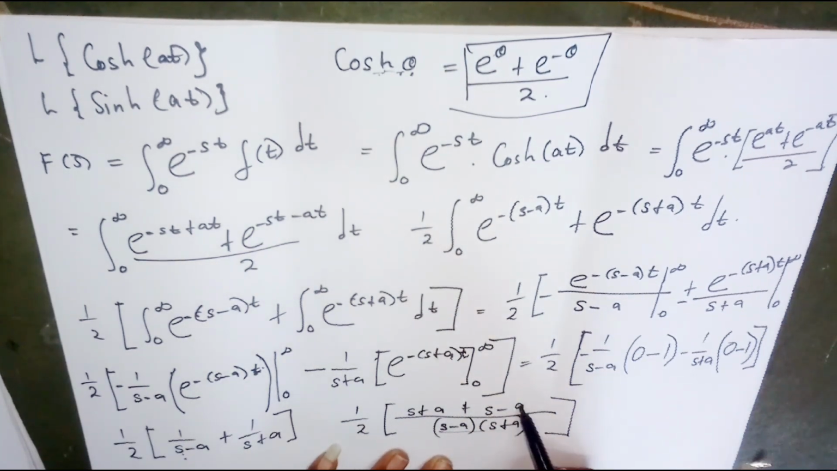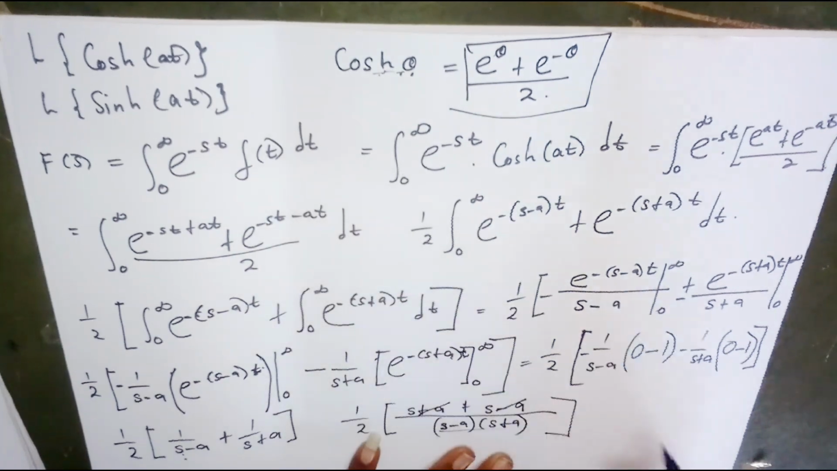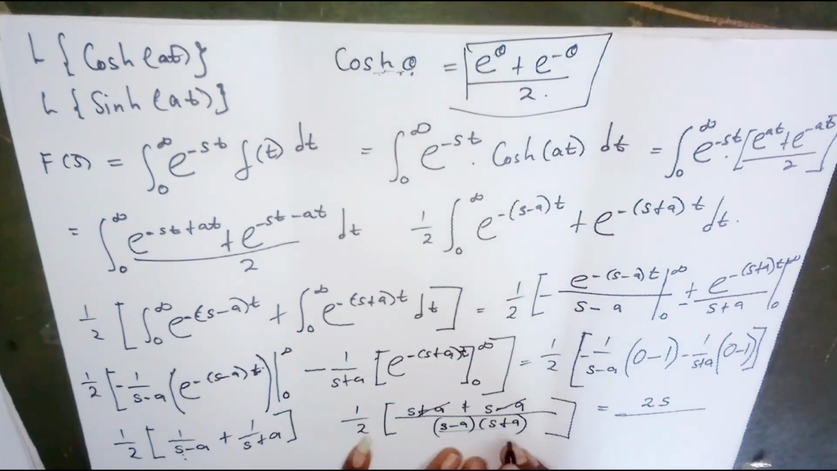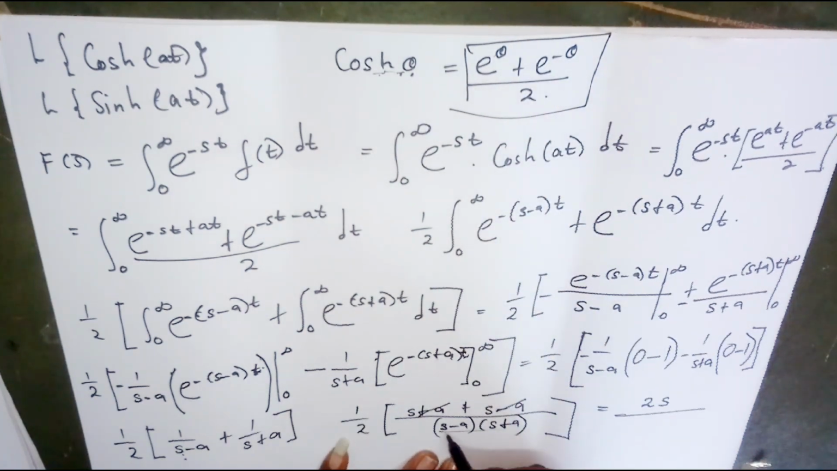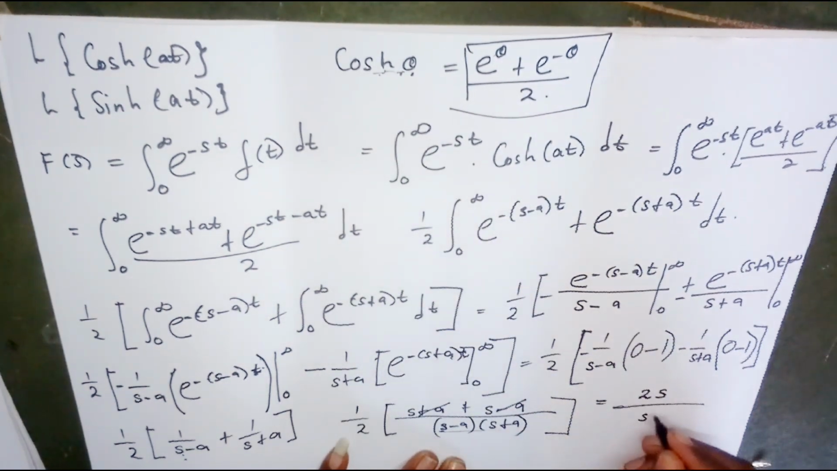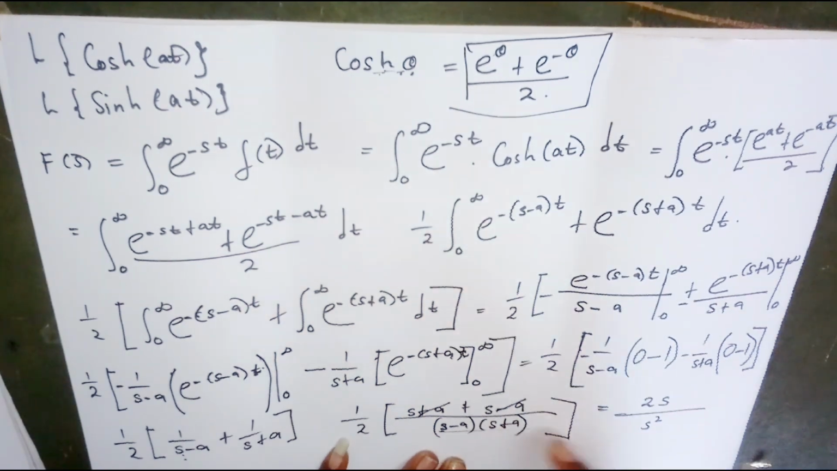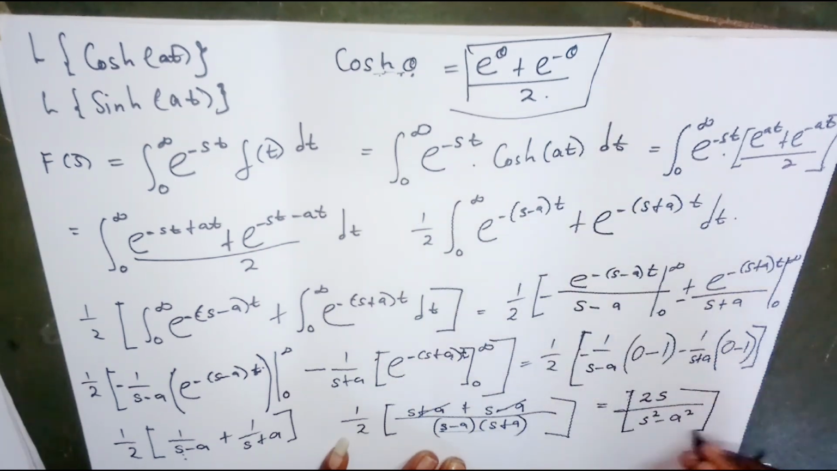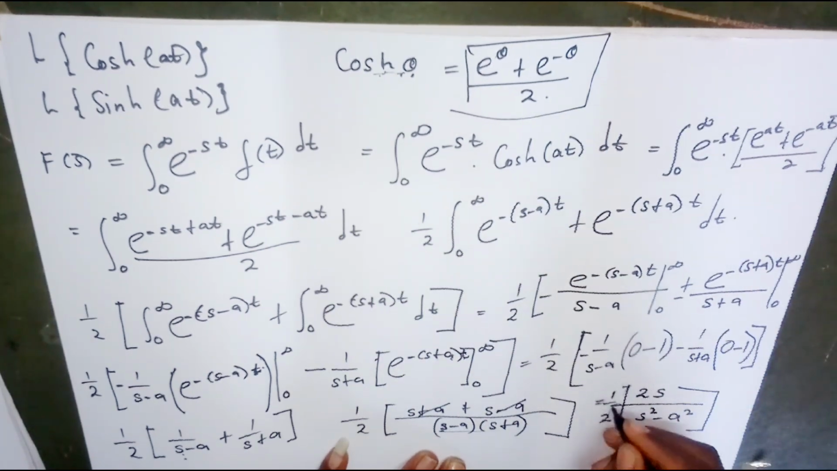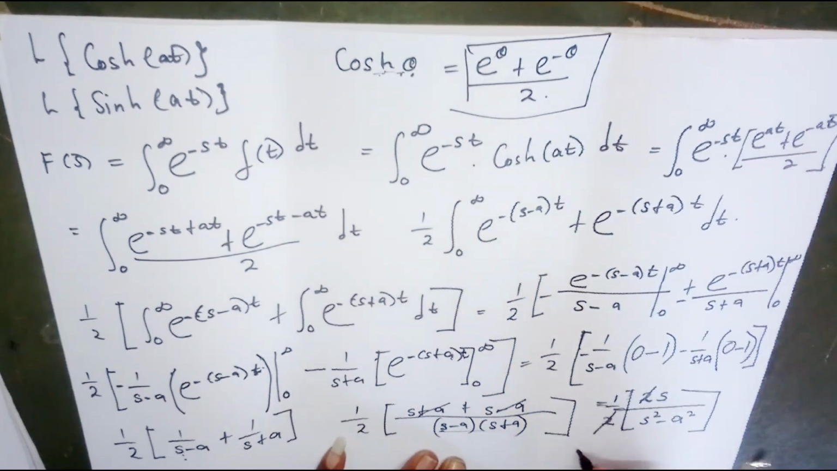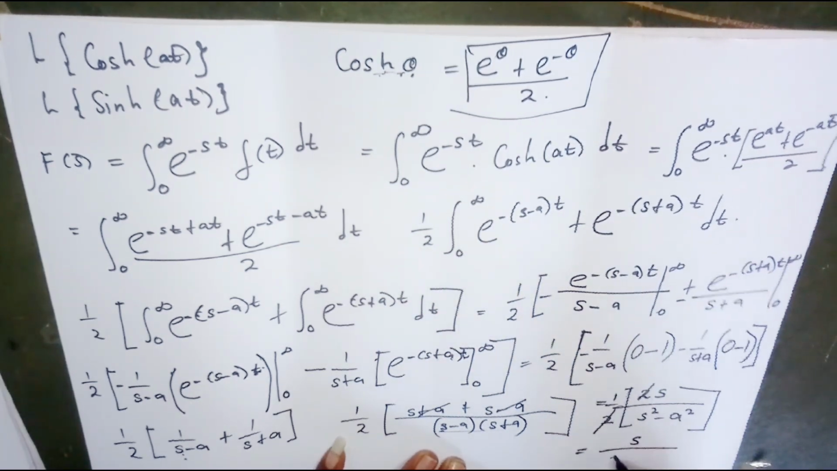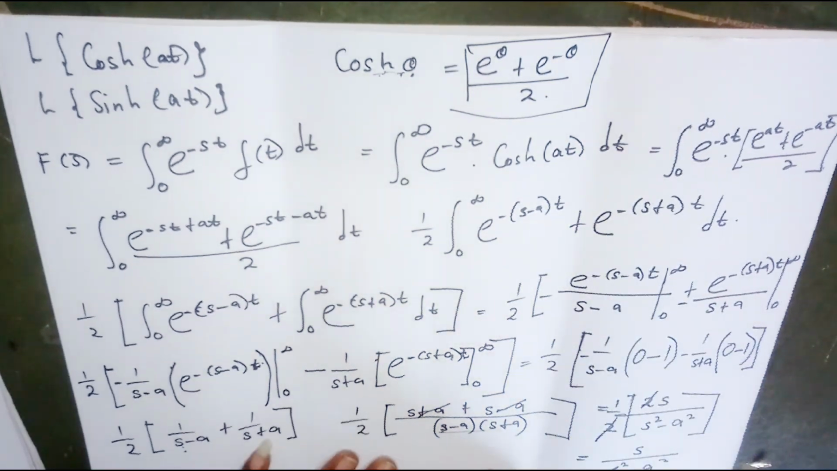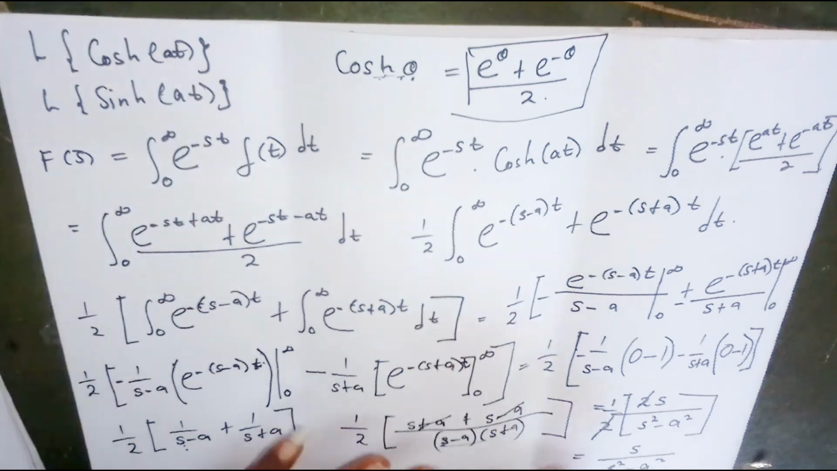And here you're going to see that this a and this a will cancel, and then you're going to be left with 2s over, and then here we can simplify this bracket. s multiplied by s is s squared, negative a multiplied by positive a is negative a squared, and then don't forget our half, and this half is going to cancel with this 2. So our final answer is going to be s over s squared minus a squared. This is the Laplace transform of cos at.